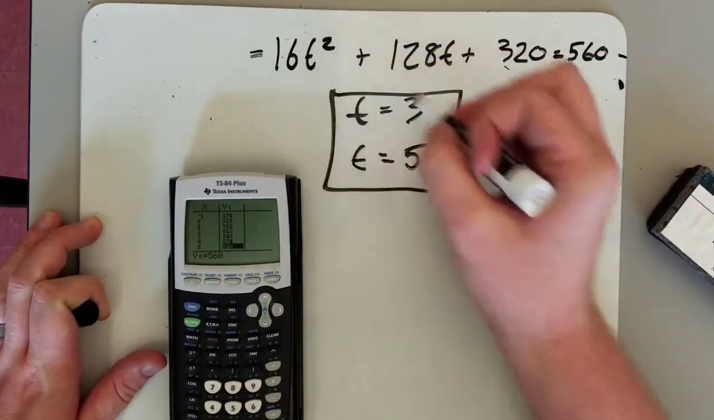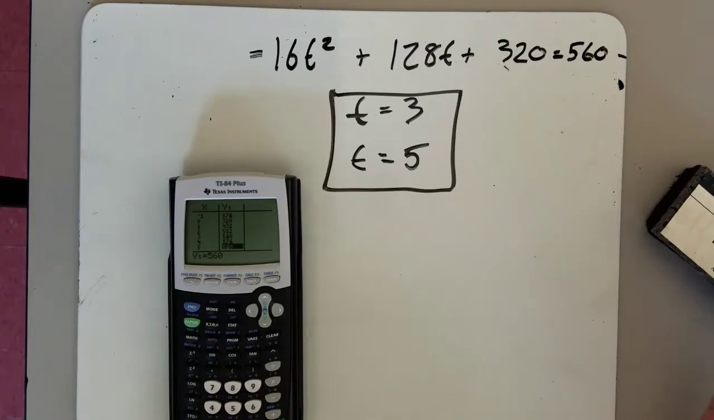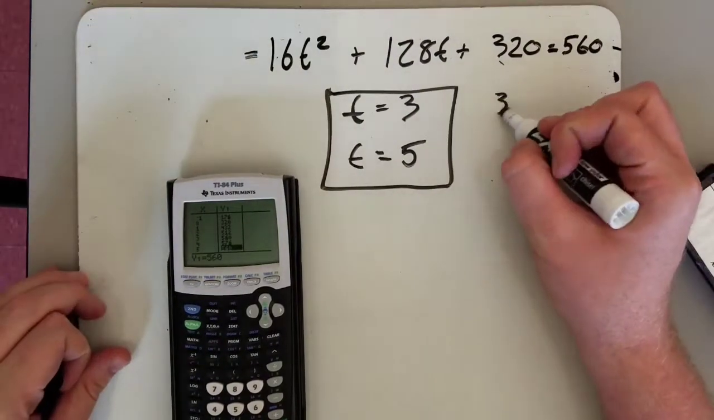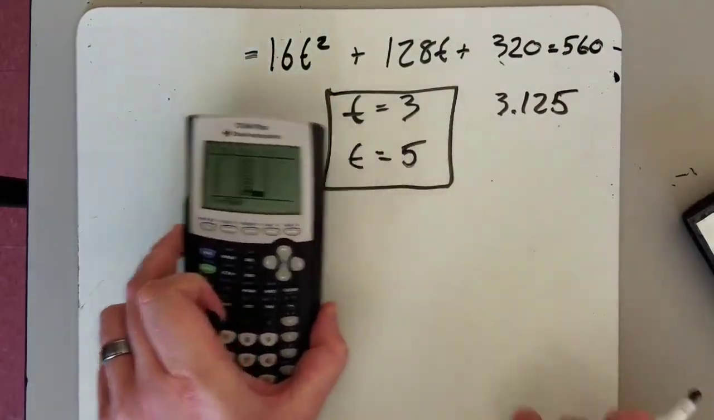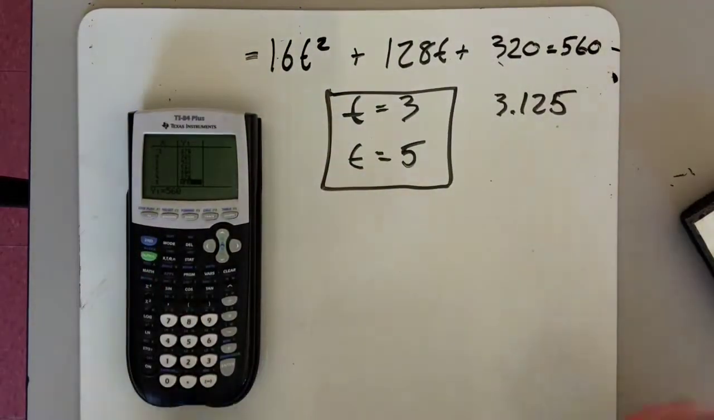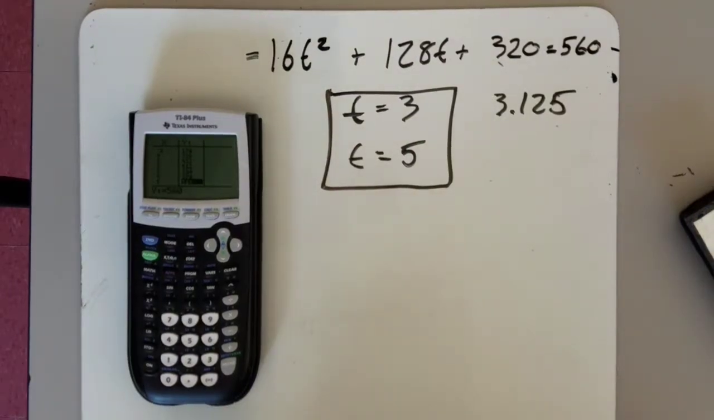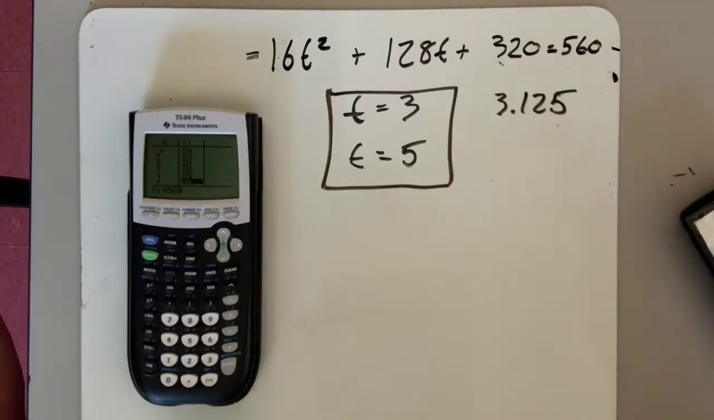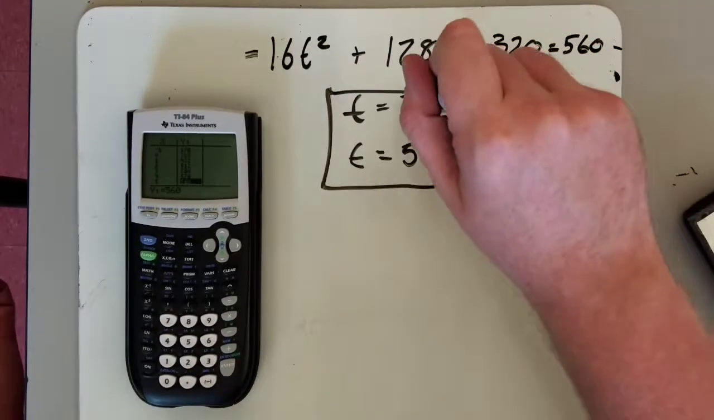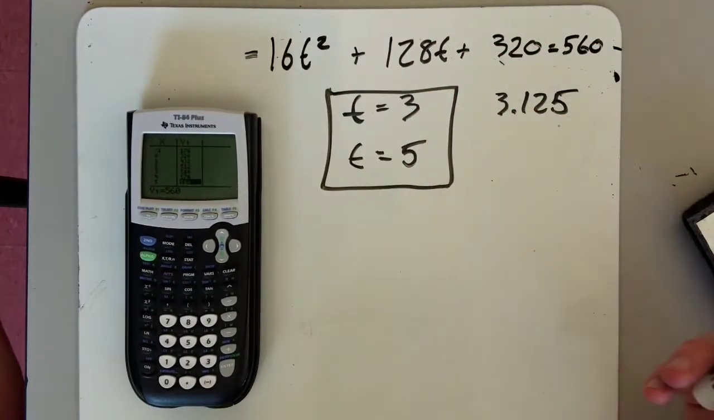So if you want the short way, you can just turn off the video right now, that's it. The drawback is that if it was, I don't know, 3.125 seconds, your table's not going to show it unless you set it up, and you kind of have to know that. So this is a good way to check always first, and these will be our answers. The projectile is going to pass 560 feet at 3 seconds and 5 seconds.